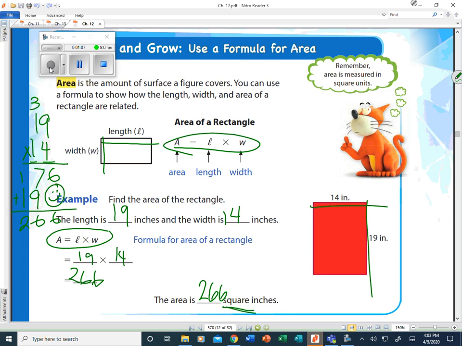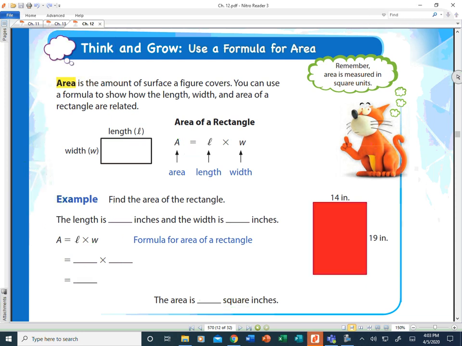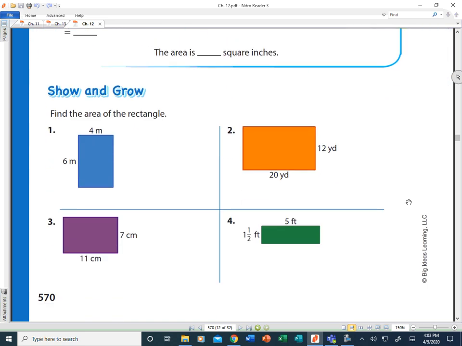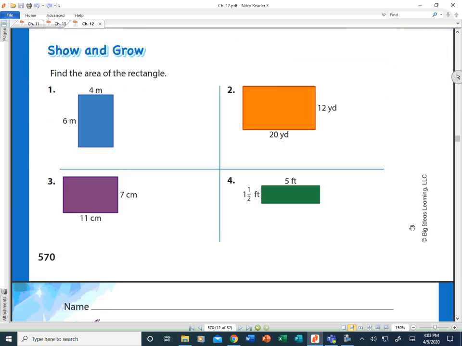And really what we did there is we found out that if I were to take this and put 14 columns and then 19 rows, I would find out that if I counted up all of the little squares on the inside, there would be 266 little squares on the inside. That's what the area is finding for us. So just remember, area is length times width. Say it with me. Area equals length times width. Area equals length times width. Okay, nicely done.